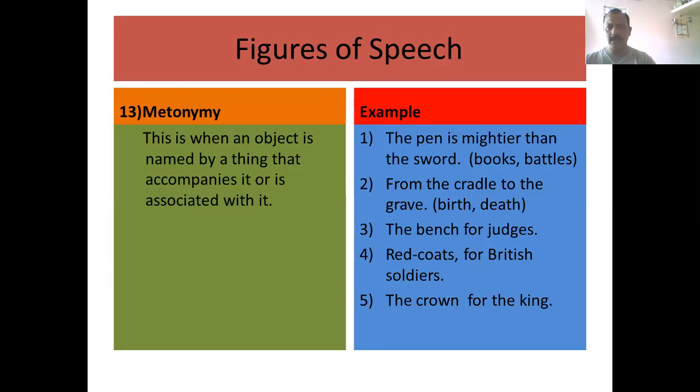So metonymy is when an object is named by a thing that accompanies or is associated with it. So in this first part of the figures of speech, we have learned 13 figures of speech. The remaining figures of speech, we are going to learn in the second part.